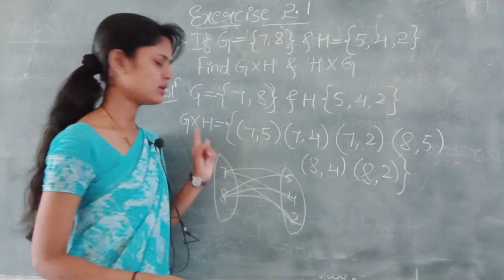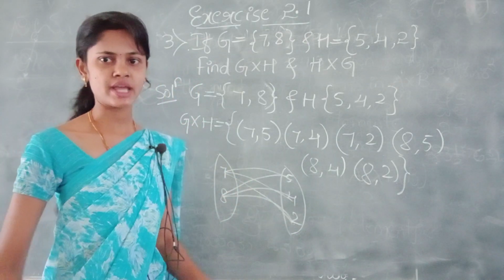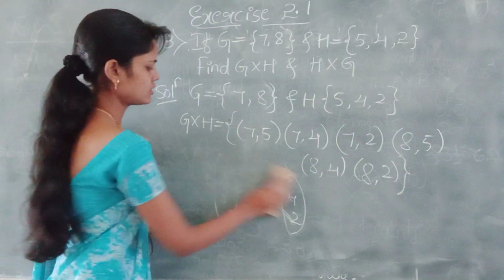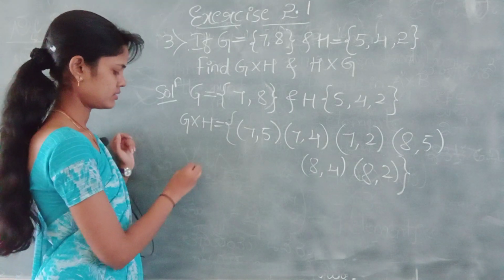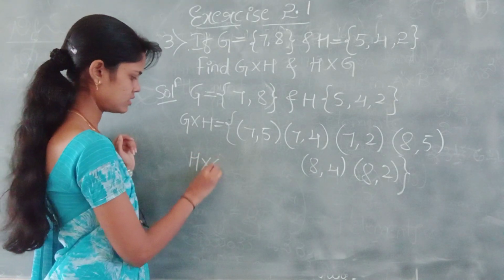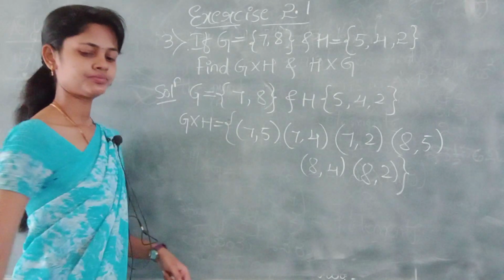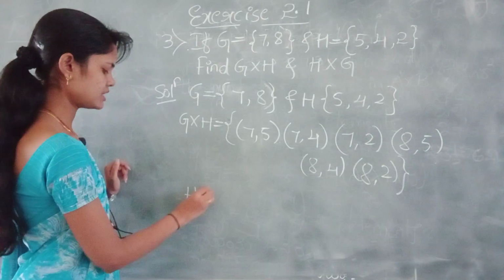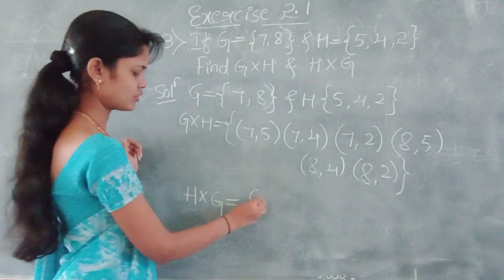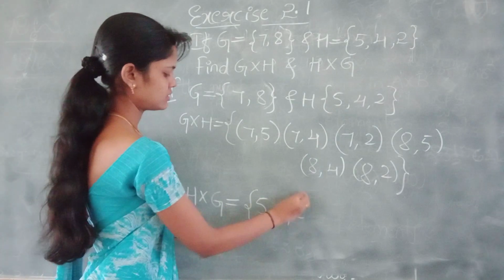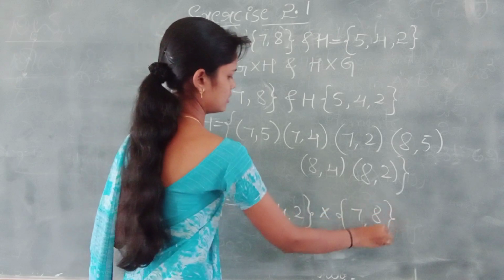So this is the Cartesian product of G and H, that is G cross H. And also you have to write H cross G, right? So how you can write? H cross G is equals to, we can write, first we have to write the set H, that is {5, 4, 2} cross {7, 8}, right?